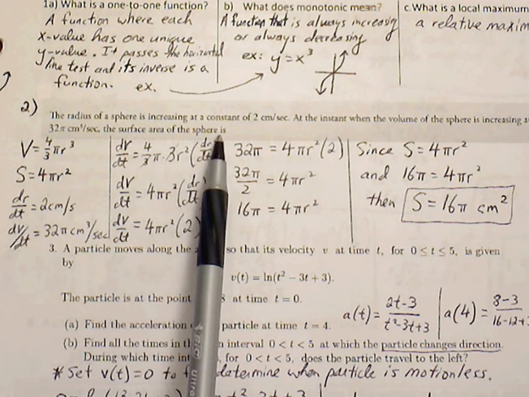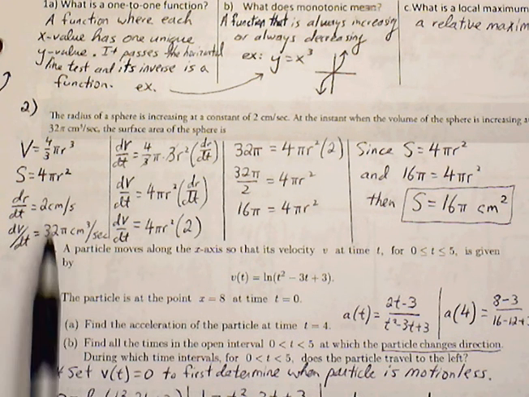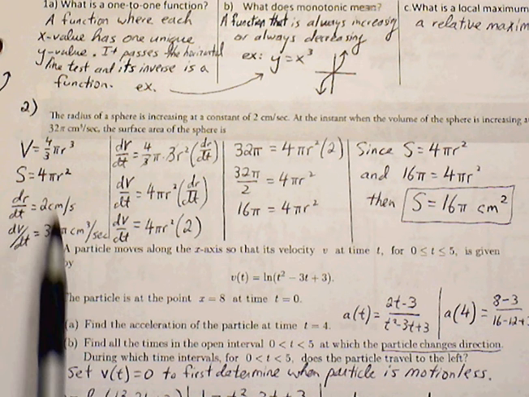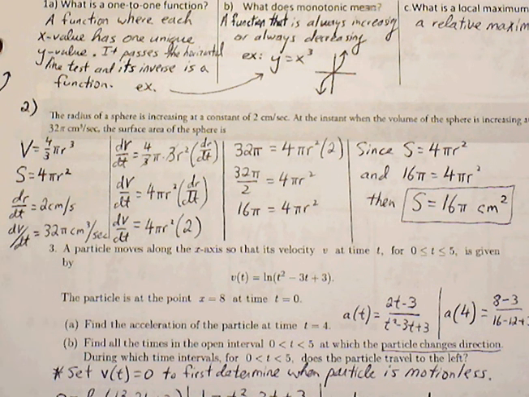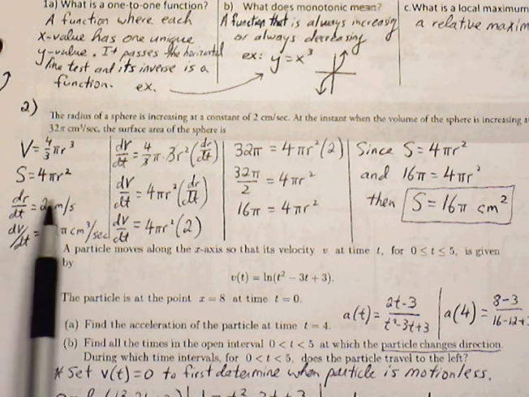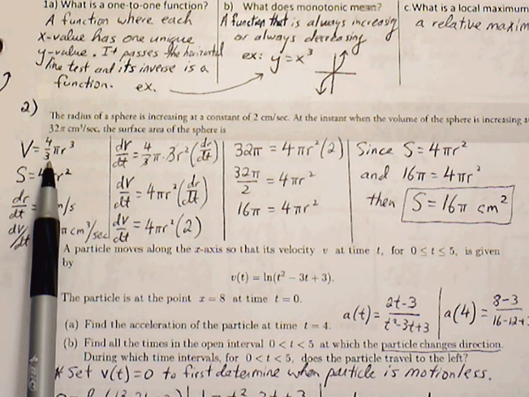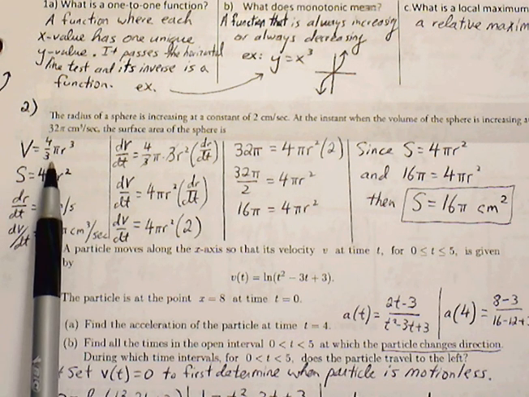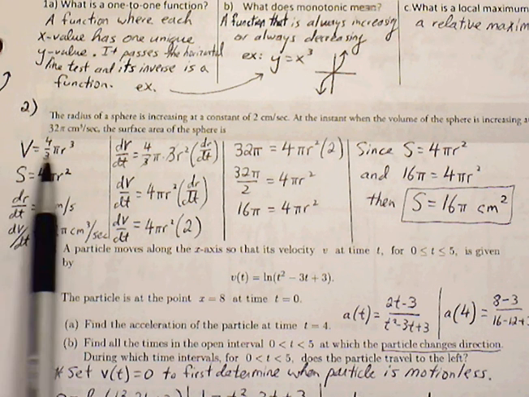So we're trying to find surface area at this moment in time. So we're going to have to deal with dV dt to get to dr dt and use this to help us find the surface area at this moment. So we start with the volume formula. We find the derivative with respect to time. So V becomes dV dt.